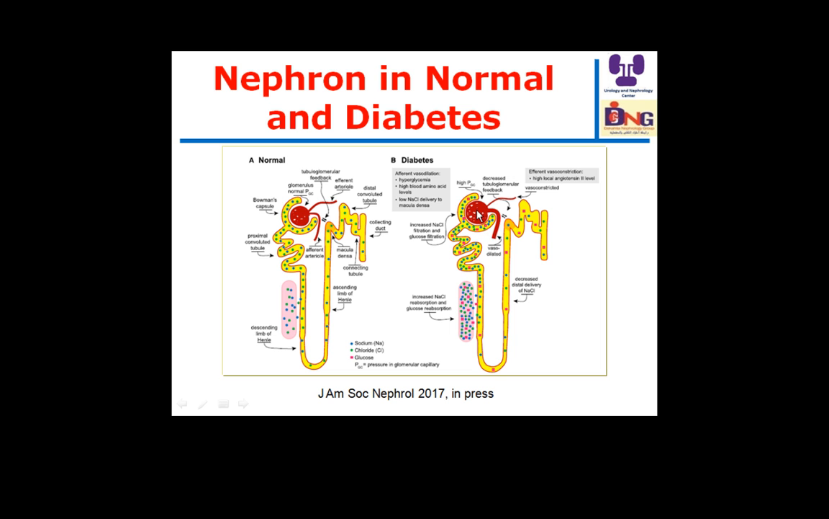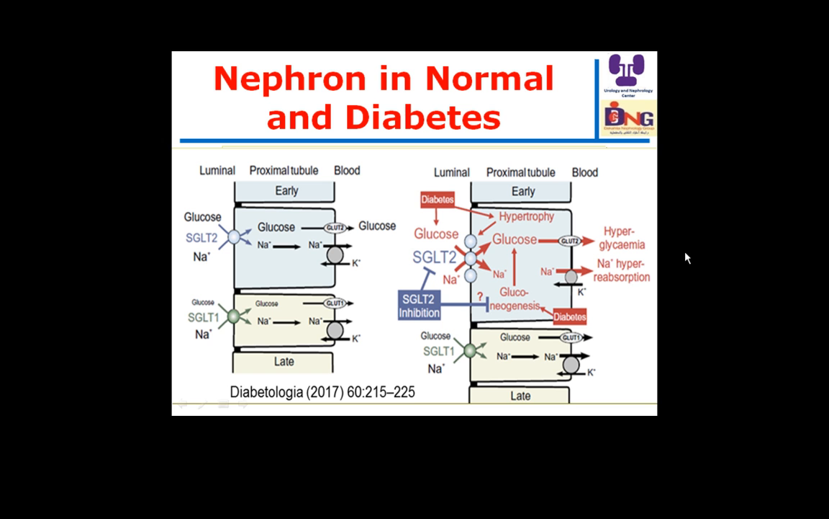So at the end of the day, we will find normalization and restoring the filtration pressure and reducing hyperfiltration injury within type 2 diabetes. This is a cartoon that shows what I mentioned. This is a normal situation. Here is the expression of sodium glucose cotransporter. So both glucose and sodium are absorbed from the lumen toward the cell to be reabsorbed later to the blood. In the early part of the proximal convoluted tubule, sodium glucose cotransporter 2 is present, and in the late segment, sodium glucose cotransporter 1 is present.